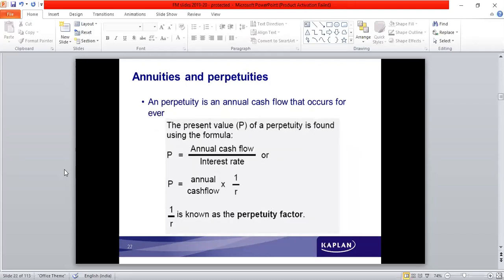So if the cash flows are for a perpetual period of time, for perpetuity, the cash flow into 1 by r. So anything to the power of infinity becomes 0. So we just have to do cash flow divided by r, because that gives us the value of a cash flow for perpetuity.